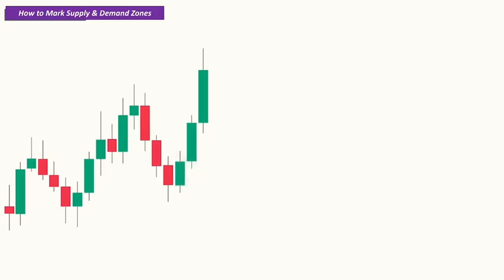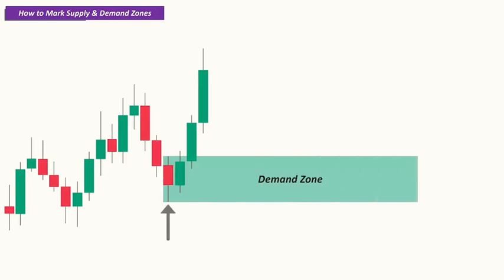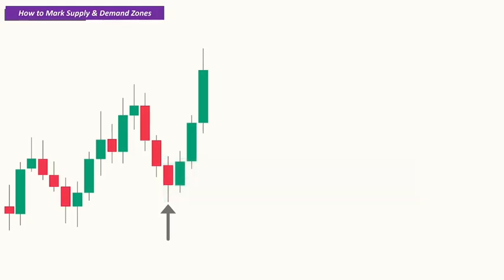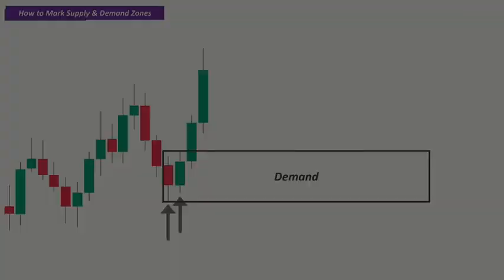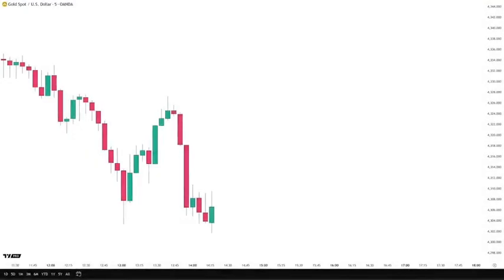Another common way is to mark the last red candle before the bullish move. This candle represents the last selling pressure in the market. We mark this area as a demand zone because once price breaks above supply, it turns into demand. When price returns to this area, we expect a reaction, which may lead to a rejection or continuation to the upside. Now, in this particular example, it does not matter which candle to choose because they are about the same area. However, in some cases, the candlestick formation defines which area is better to choose.